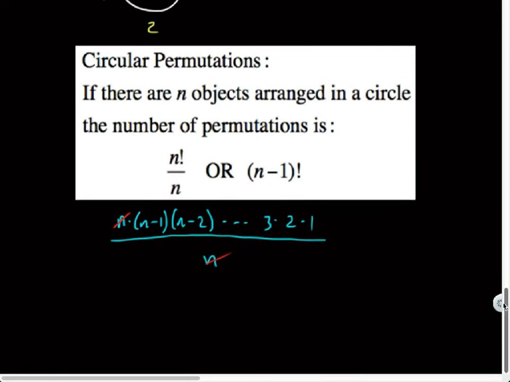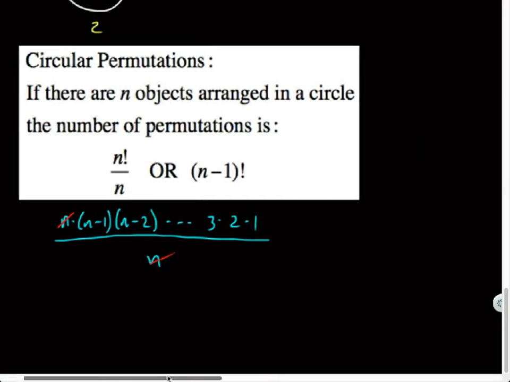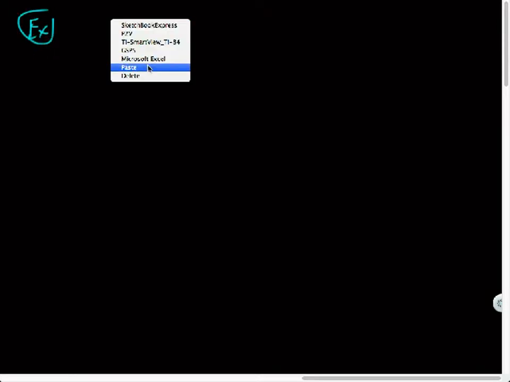So, circular permutations. Is that it? Well, I've got a couple little more things to consider. I didn't finish writing that down, but I will come back to it at the end. It'll be fine.